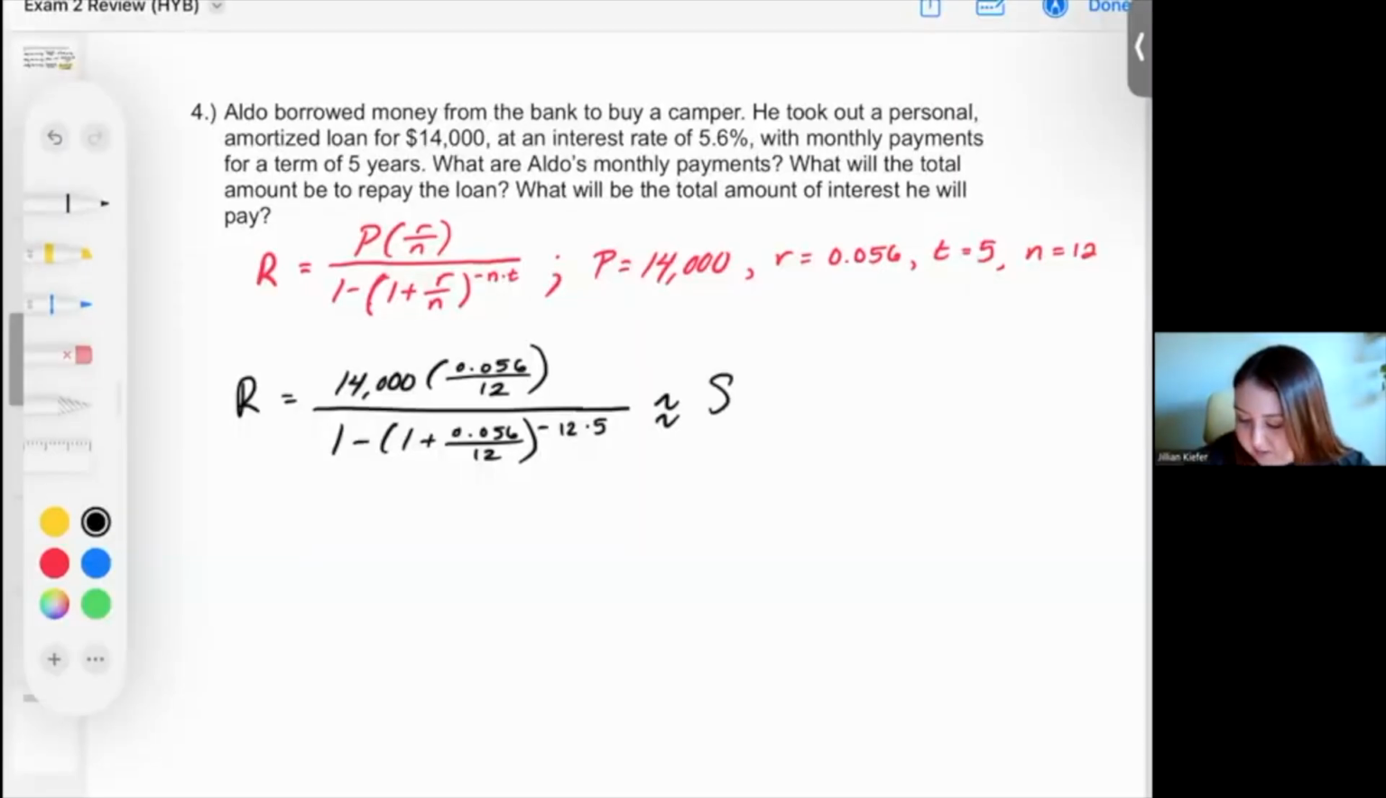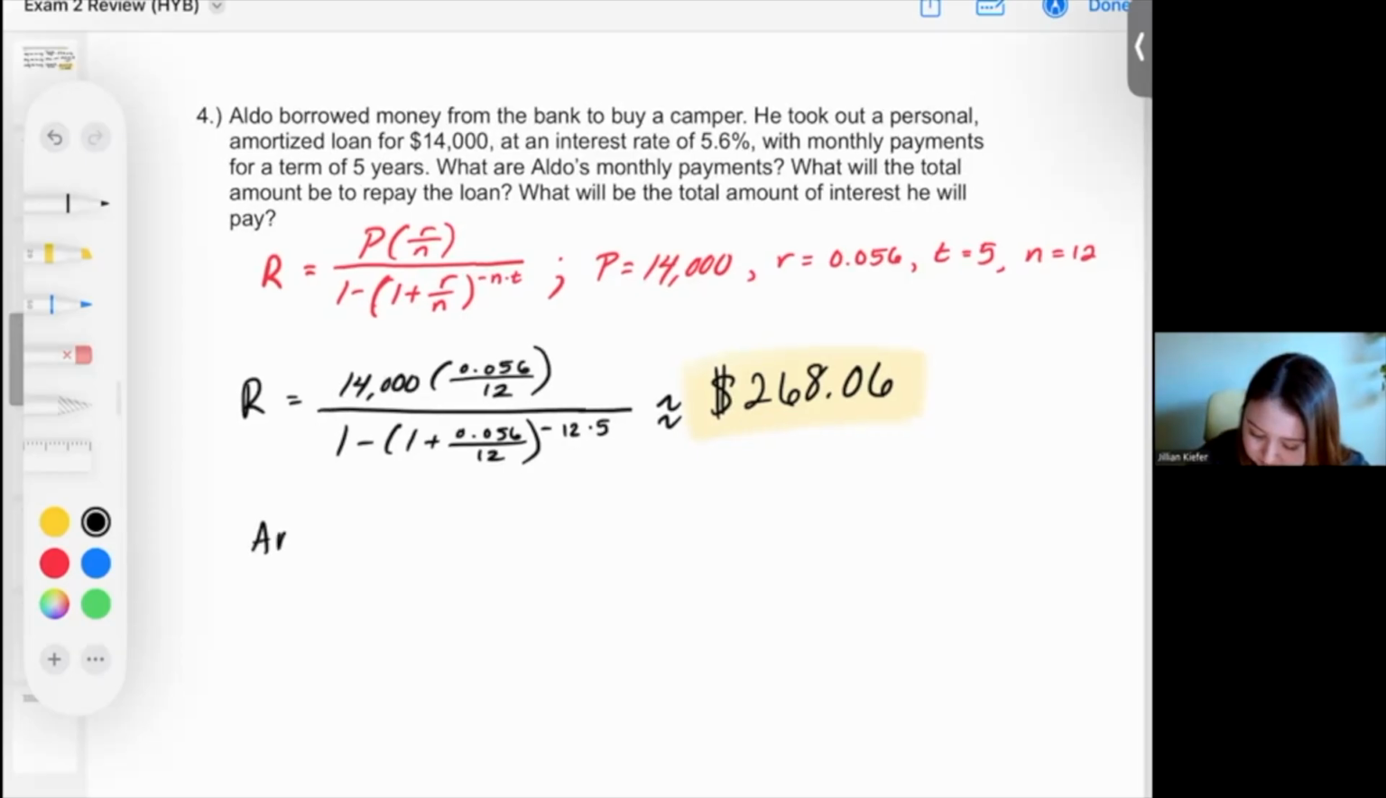So from our calculations, we have our answer, $268.06. And there are our monthly payments. So since we now know the monthly payment, we can go on to the next part, which is the total amount that pays the loan. So when we find amount to repay the loan, we're basically calculating how much money are we going to pay over this term of 5 years.